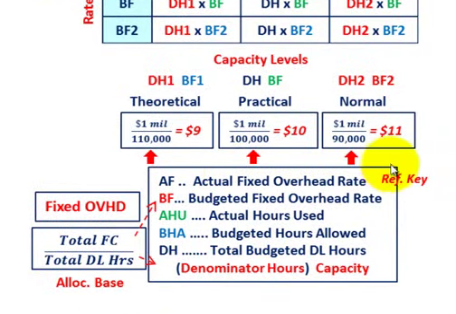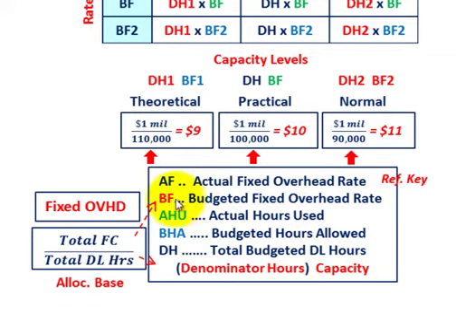Let's go through our reference key that we're going to be using here. When I talked about AF, that's the actual fixed overhead rate that we're going to have for the period. This is all for our fixed overhead. BF would be the budgeted fixed overhead rate. AHU would be the actual hours that we've used. BHA is going to be the budgeted hours allowed. And DH, those would be the total budgeted direct labor hours, and those are going to be our denominator hours, or our different capacities that we're going to be looking at and allocating our fixed overhead on.